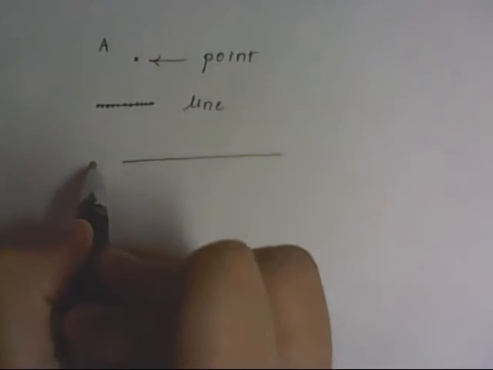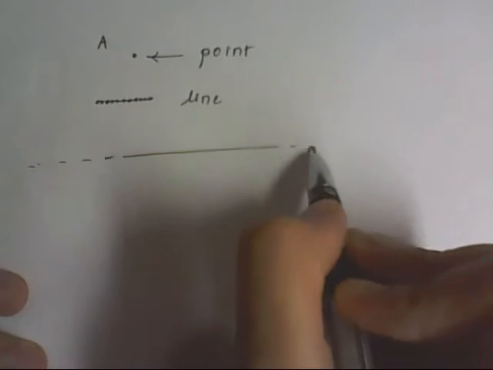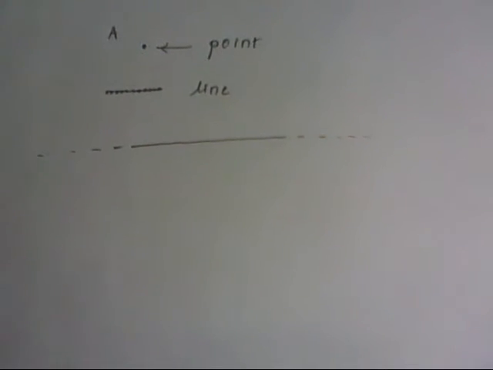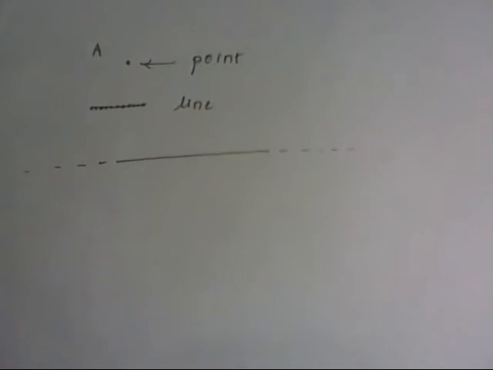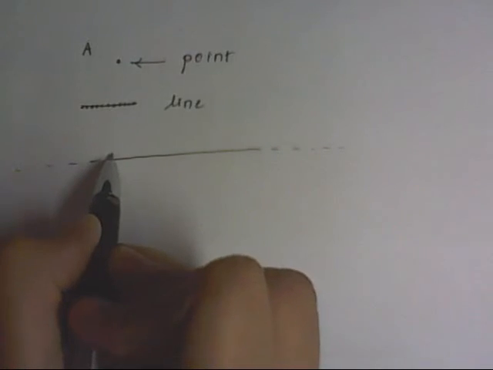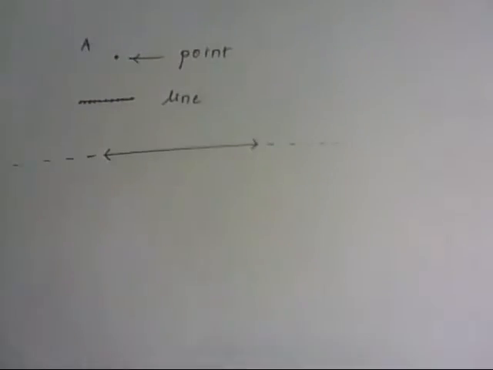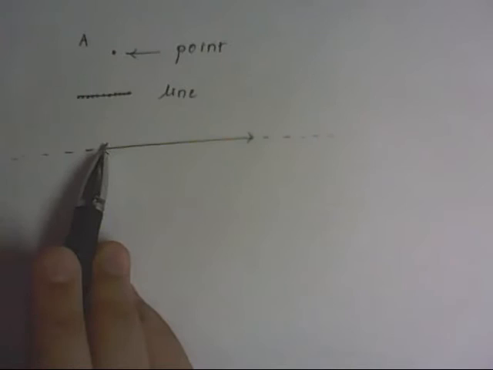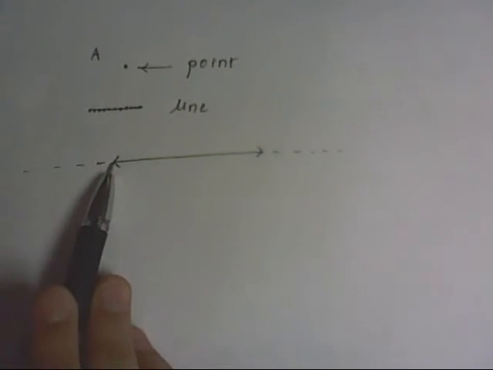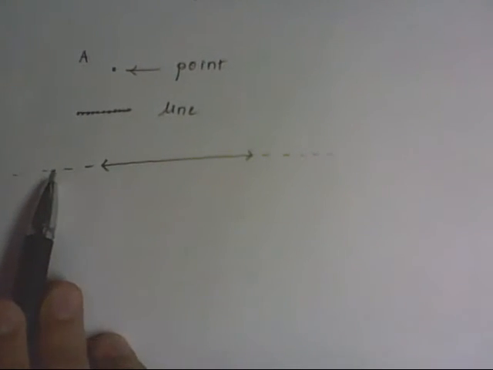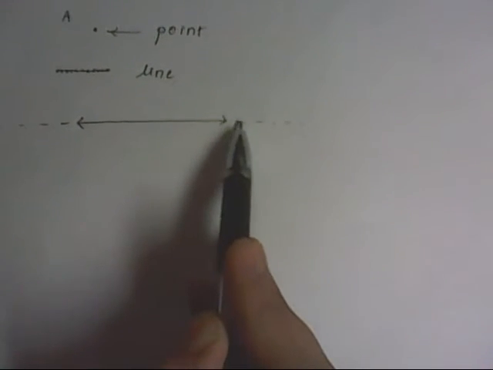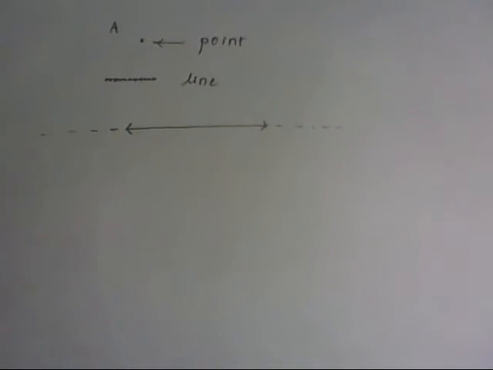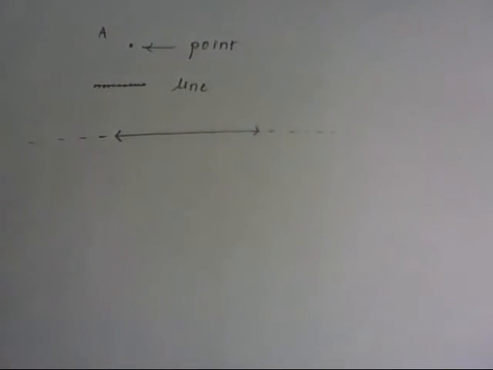Line can extend from both the directions infinitely. Now to show this infinity, we need to have some symbolic representation. And this representation is by arrows. So when I represent a line by an arrow, this arrow says that the line is extending from this side infinitely and it is also extending from this side infinitely ahead. So line has no limits. It can be extended equally from both the directions.